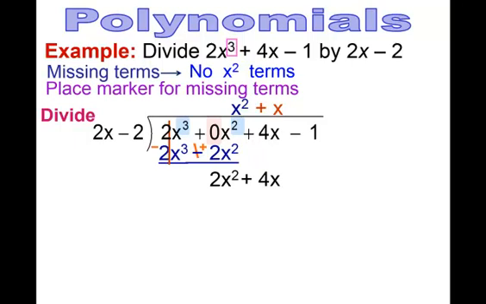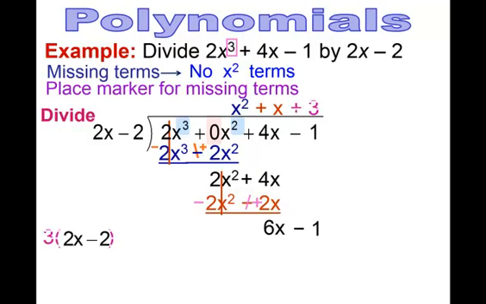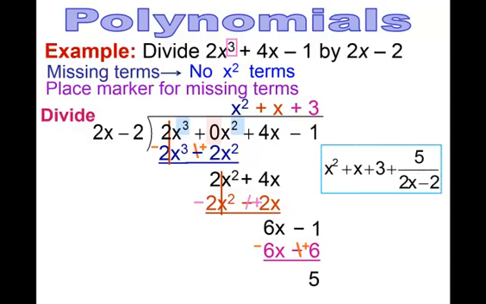I'm going to multiply by x to get that 2x squared. I'm doing that distributive property. Don't forget to do the distributive property. Change the signs, and then you're going to add down, and you're going to end up with 6x, bringing the next piece down, which is that minus 1. And I'm multiplying by 3 to get that 6x. So I get 6x minus 6. Don't forget to change the signs. When you add down, you get a remainder of 5.